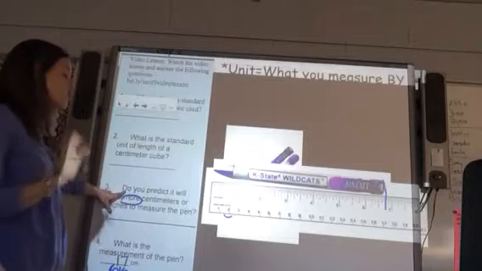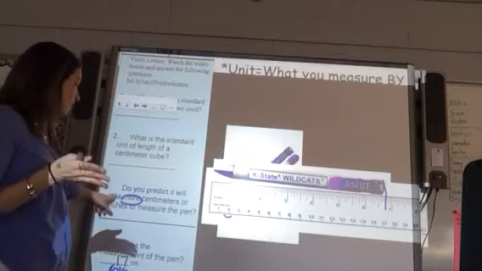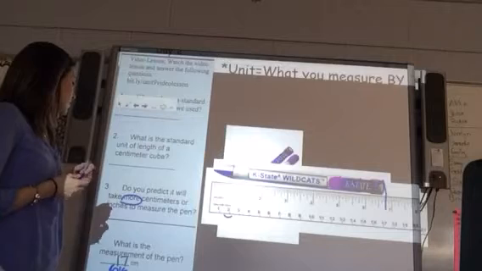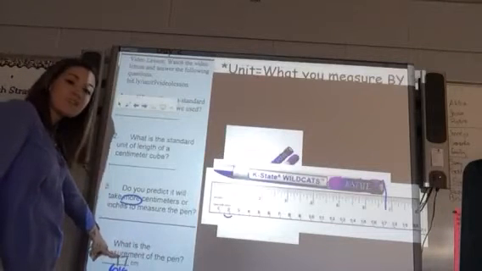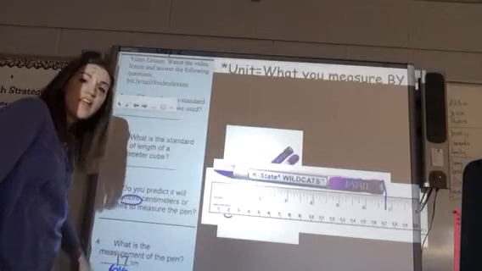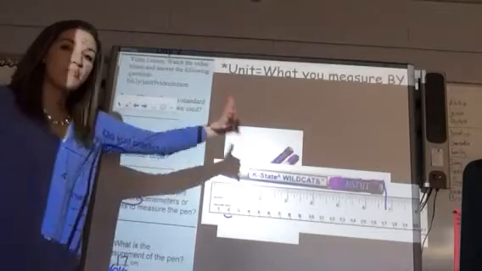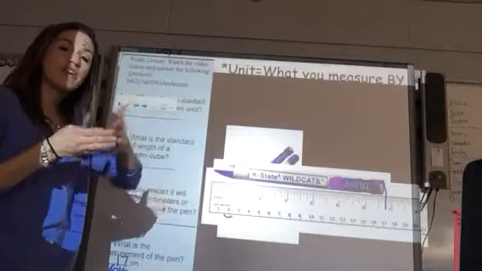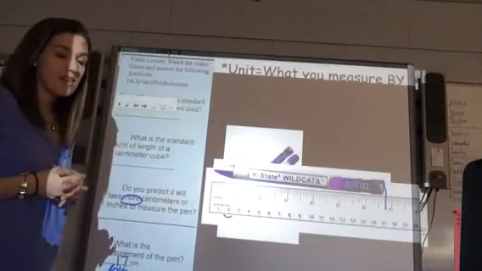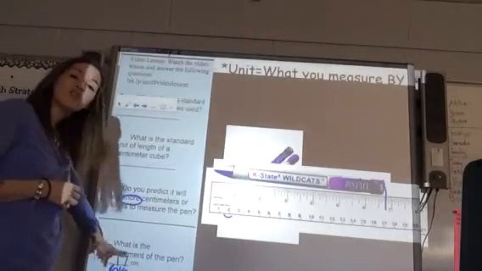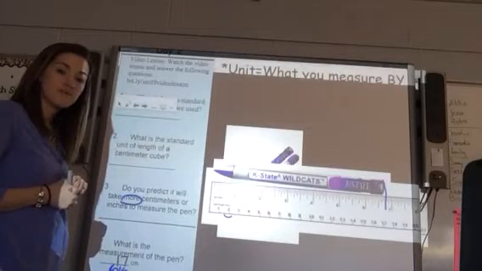So back to your prediction. Don't change it, like I said. But let's talk about it. Did it take more centimeters? It took 17 centimeters, and it took 6.5 inches to measure that pin. It's not because our pin stretched or it got shorter. It's the same pin, the same length. So why did it take more centimeters than inches?